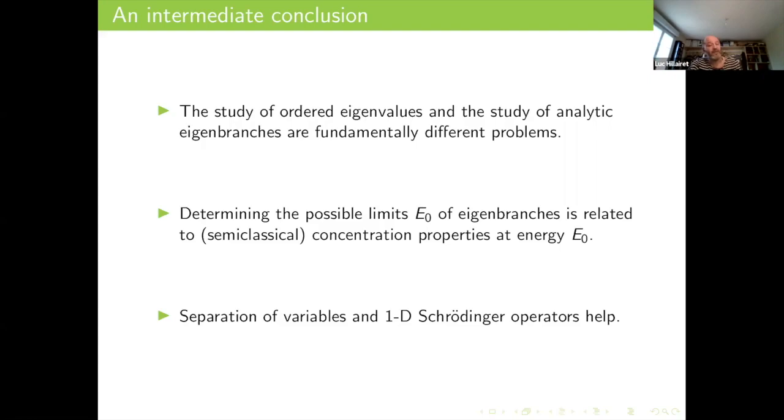And that's because determining the possible limits of eigenbranches is related to semi-classical concentration properties at the energy E0. And the last thing you learn from these 2 examples is that if you can use separation of variables or one-dimensional Schrödinger operators, then it helps. A statement that you can verify many times.